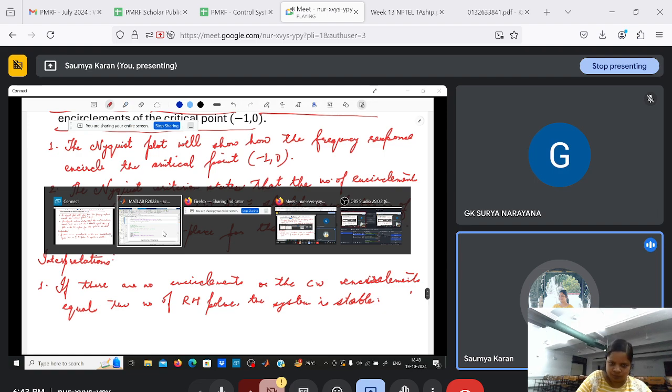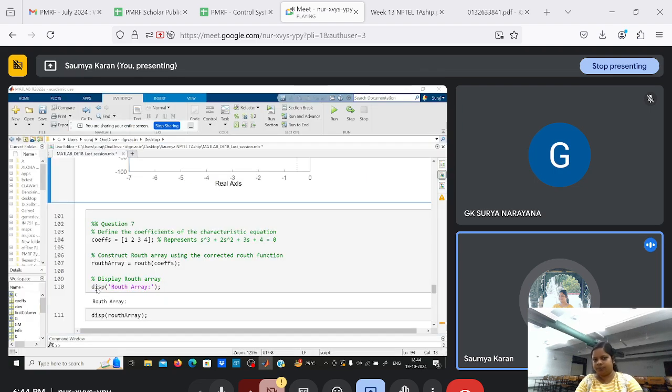Then G is the transfer function. Your Nyquist plot is plotted by calling the function nyquist of G. Just this gives you the Nyquist plot. I'll run this section. So this is your Nyquist plot, and you can see that there are no encirclements happening over here. But you can always see how things are going on. So this is one of the ways. I basically want to tell you what functions we are using and how they are being called to get the answers.